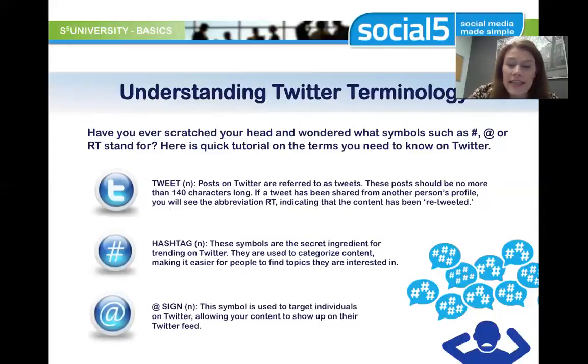And the last thing here is this @ sign. This symbol is used to target individuals on Twitter, and it allows their stuff to show up on their feed. So like for me, if you wanted to tweet something at me, you would tweet @Kate Drake, which is my handle, K8 Drake, with the number 8. So if you wanted to get in touch with me on Twitter, that's what you do. You would say @Kate Drake, whatever, and then your message. And that way it shows up in my newsfeed and the people who follow me can see it.